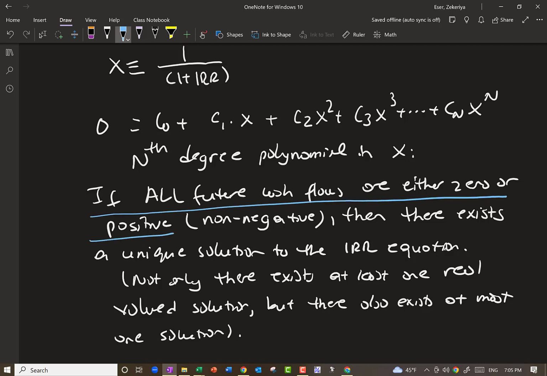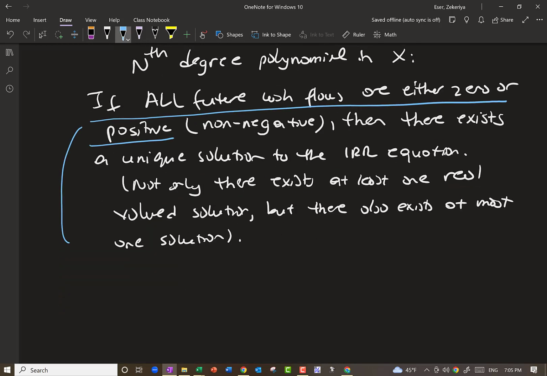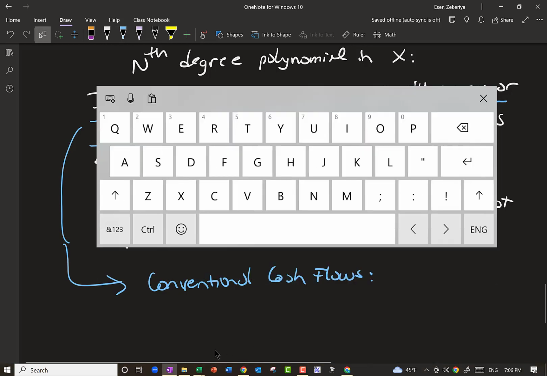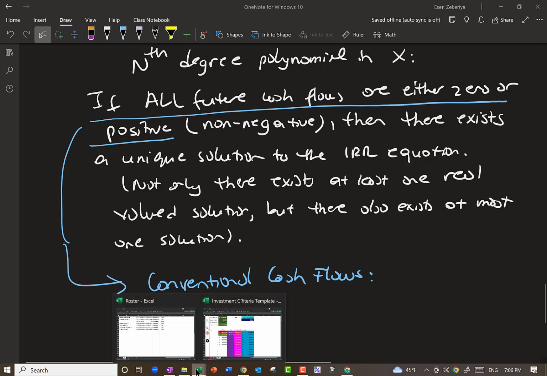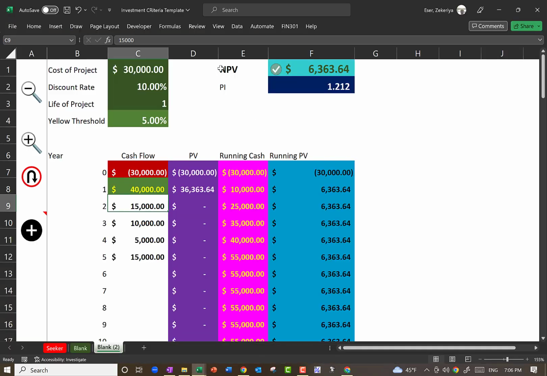all future cash flows are non-negative. In fact, we have a name for this. These are called conventional cash flows. There is no closed form formula to find the IRR, but Excel does have a function. We could also do it using GoalSeek, but Excel does have a function.